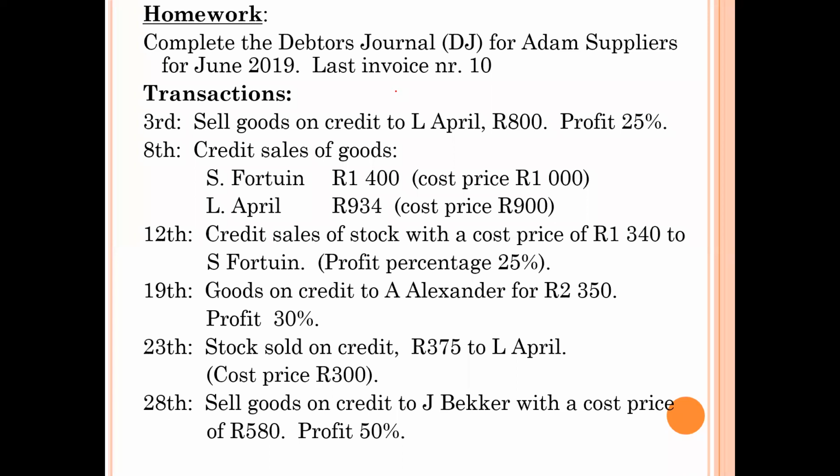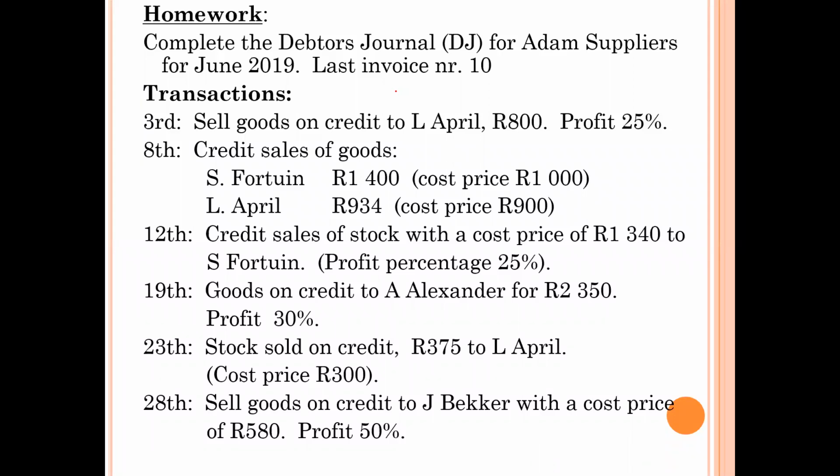Right, what you see in front of you is saying homework, but you're going to do it now. I'm going to give you some time to do it, and then we are going to start to mark it. So you are going to try to do it on your own. Please don't just sit back, okay? Really try this on your own. You're going to mark your own work so you can see if you are all right with this topic or not. Okay, it is saying complete the debtors journal, the DJ, for Adams Suppliers for June 2019.